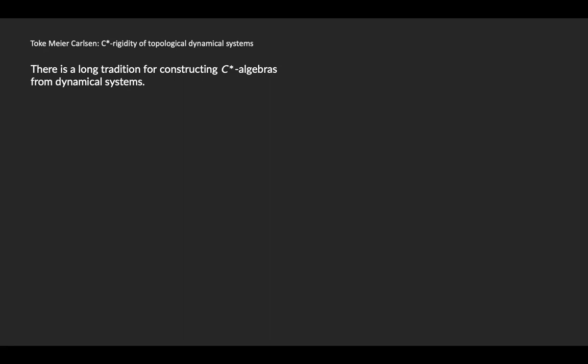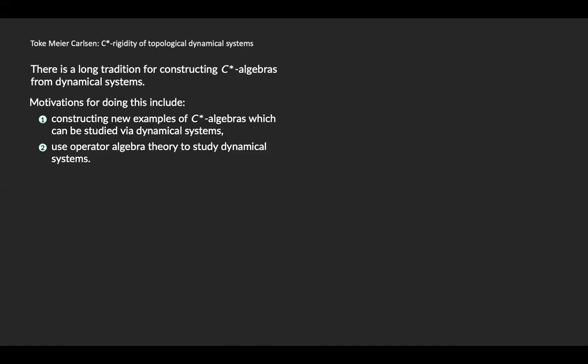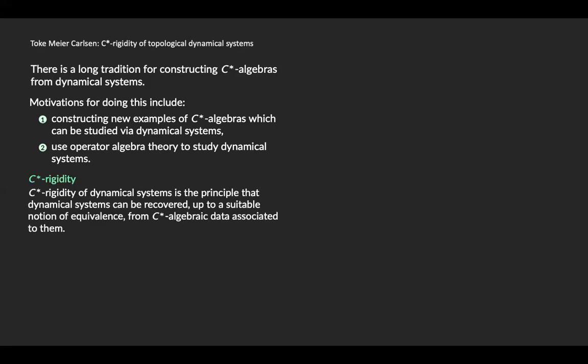When one constructs a C-star algebra from a dynamical system, it's natural to ask how much information about the dynamical system can be obtained from the C-star algebra. One might also ask if it's possible to recover the dynamical system from the C-star algebra. What we here call C-star rigidity of dynamical systems is the principle that dynamical systems can be recovered, up to a suitable notion of equivalence, from C-star algebraic data associated to them.